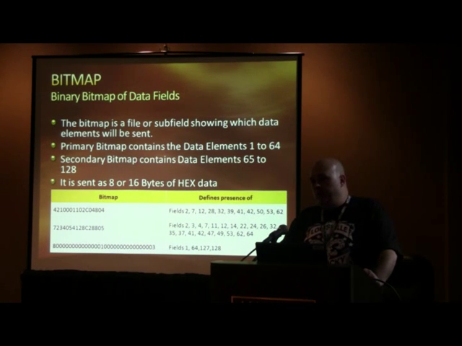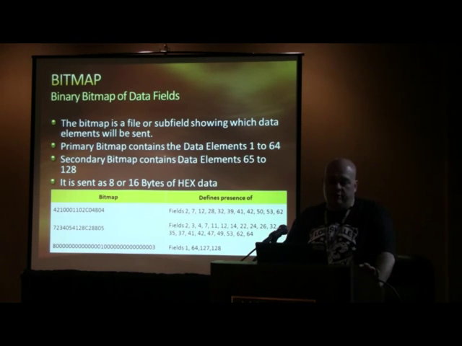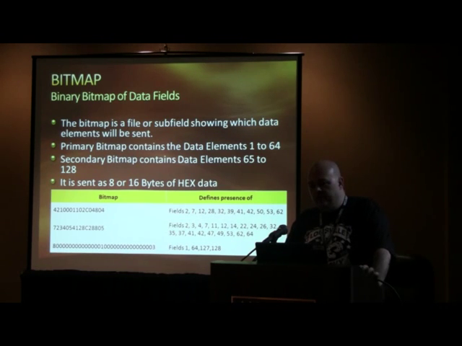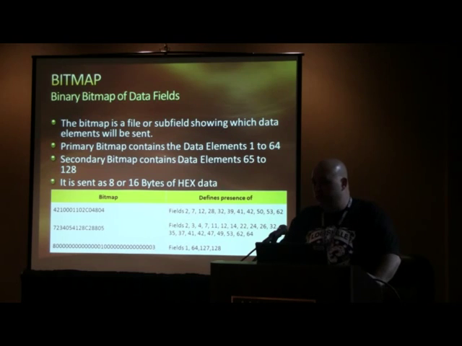So then we get into the bitmap. And the bitmap was really, we'll say, a fun piece to tear apart. Because as I said before, the bitmap is a field or subfield showing which data elements are going to be sent. Now these data elements, you can have up to 3 bitmap strings. And you can have data elements 1 through 64, or 65 to 128, and then all the way up to 129 to 192. Now, generally right now, only the primary and secondary bitmaps are used for most card data. I am not sure why they need 192 data elements myself.